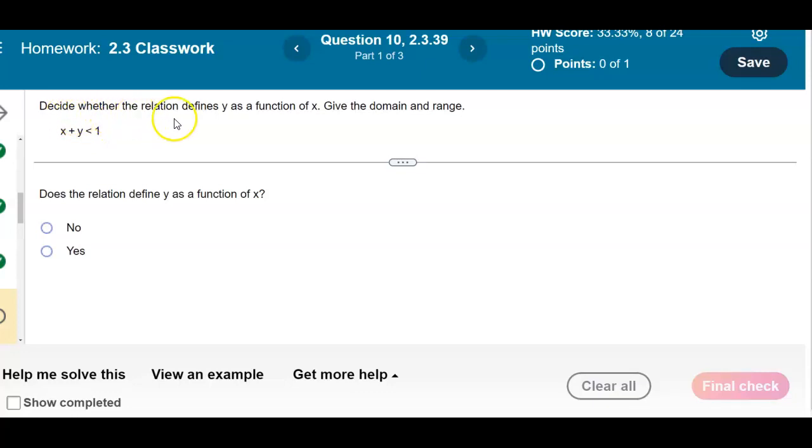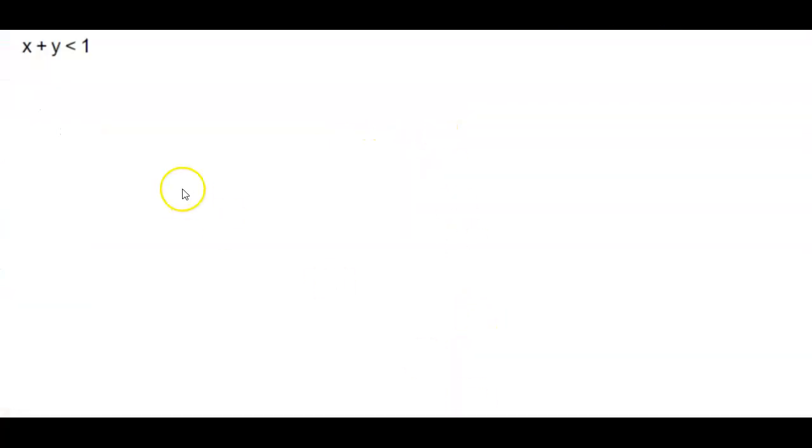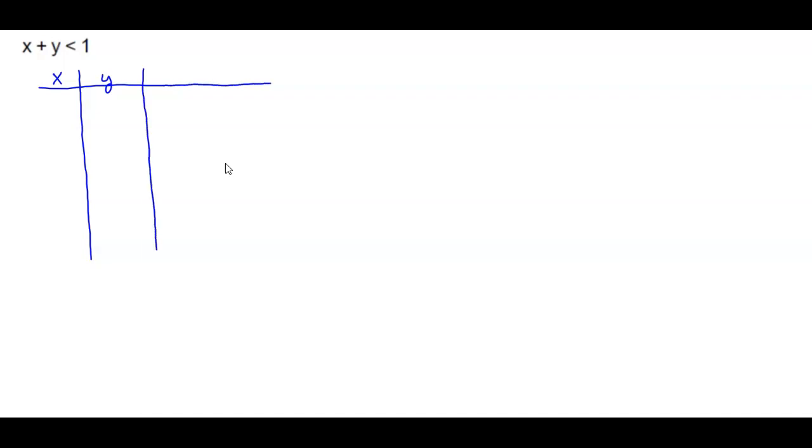Okay, decide whether the relation defines y as a function of x, and then give the domain and range. Okay, so here is our inequality. So what we're going to do is create a table of values that represent x and y, and then whatever values we pick for x and y, we want to plug them into the inequality to make sure that this statement is true.